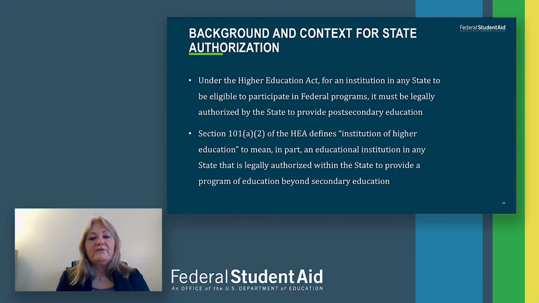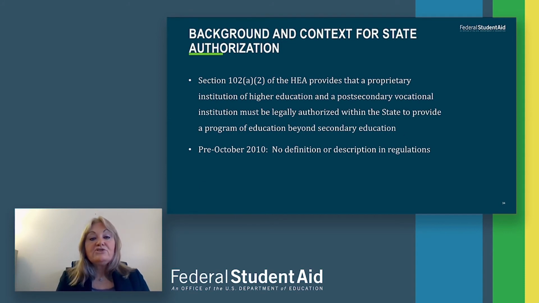Under the Higher Education Act, for an institution in any state to be eligible to participate in federal programs, it must be legally authorized by the state to provide post-secondary education. The Higher Education Act defines institution of higher education to mean, in part, an educational institution in any state that is legally authorized within a state to provide a program of education beyond secondary education. And the Higher Education Act provides that a proprietary institution of higher education and a post-secondary vocational institution must be legally authorized within a state to provide a program of education beyond secondary education.